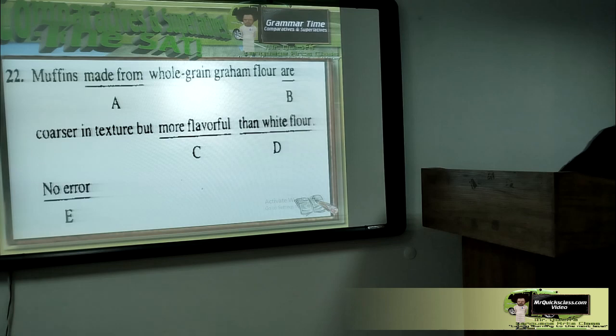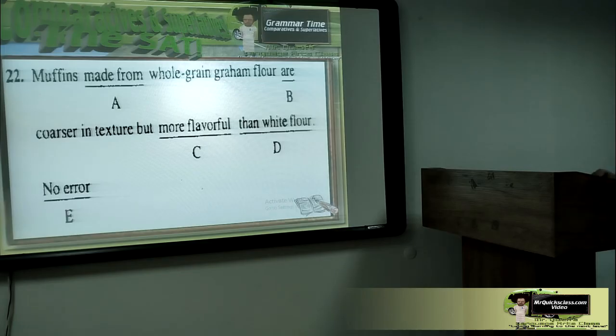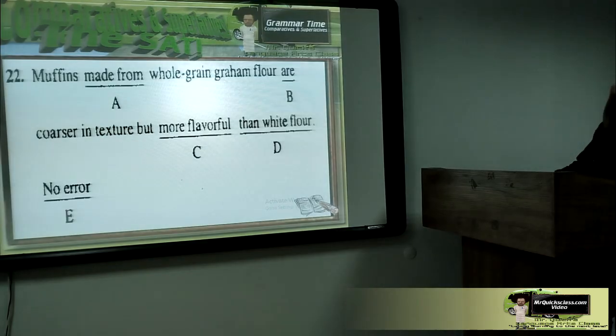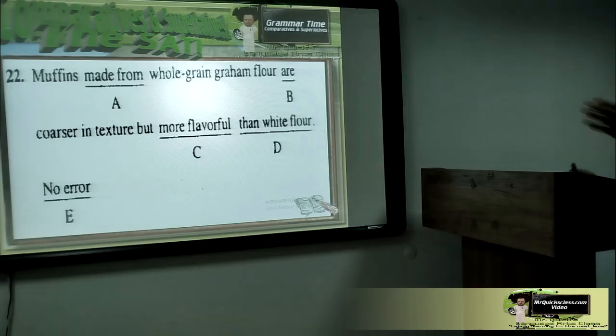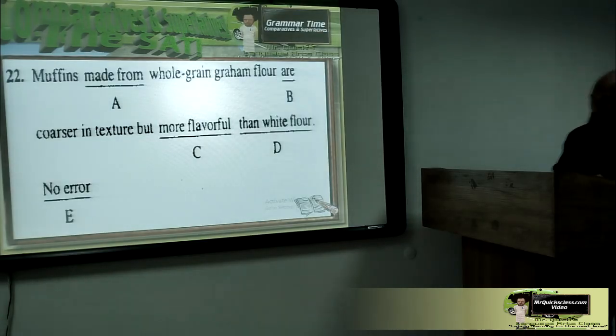Okay, so now let us read the sentence together. This is a sentence taken off of an exam way back in the day. You don't have these kind anymore. Who knows? They might go back to it. Muffins made from whole grain flour are coarser in texture, but more flavorful than white flour.